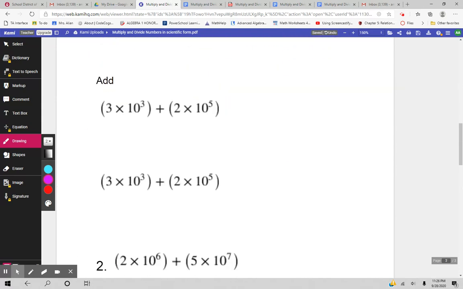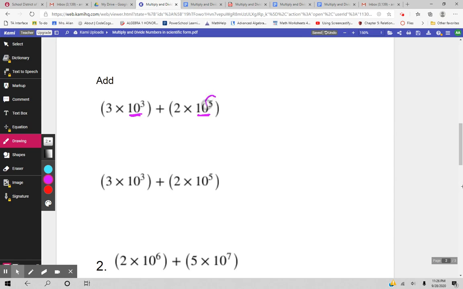Okay. All right, here we're adding. Now we're adding. When you're adding, it's like adding fractions. Can you add fractions that don't have the same denominator? No. You have to match the denominators. Well, when you're adding numbers in scientific form, you have to, first of all, make sure you have powers with the same exponent. So what I like to do is always raise the power with the smaller exponent to match the one with the higher exponent.